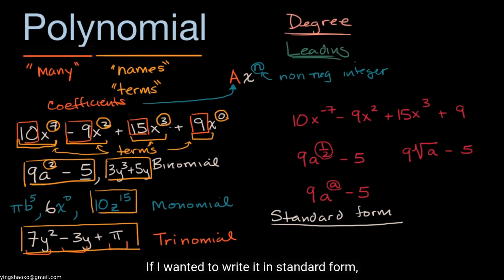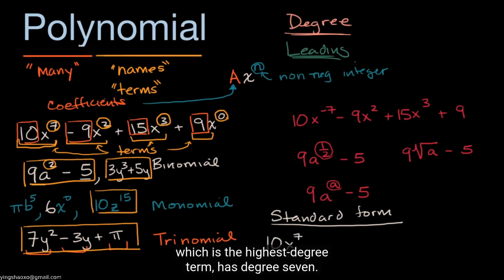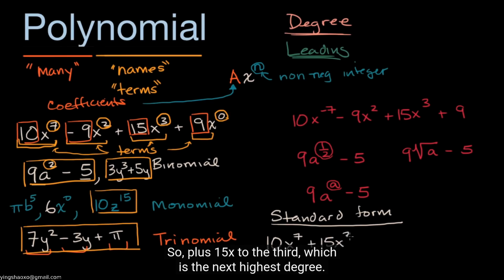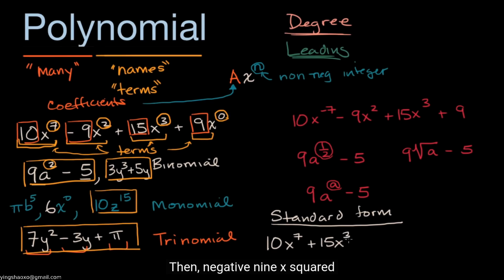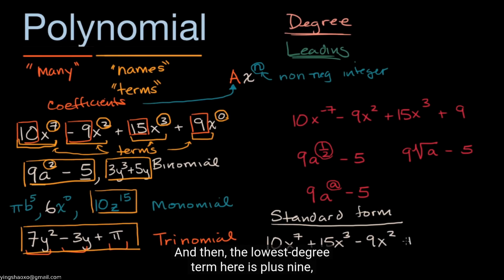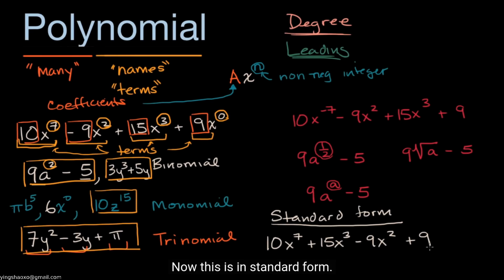If I wanted to write it in standard form, it would be 10x to the 7th power, which is the highest degree term, has the degree 7. Then plus 15x to the third, which is the next highest degree. Then negative 9x squared is the next highest degree term. And then the lowest degree term here is plus 9, or plus 9x to the 0. Now this is in standard form. I've written the terms in order of decreasing degree with the highest degree first.